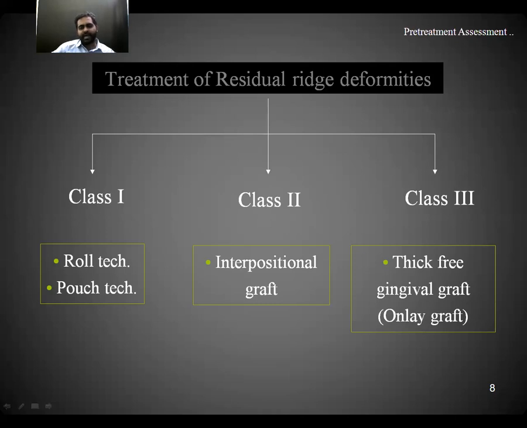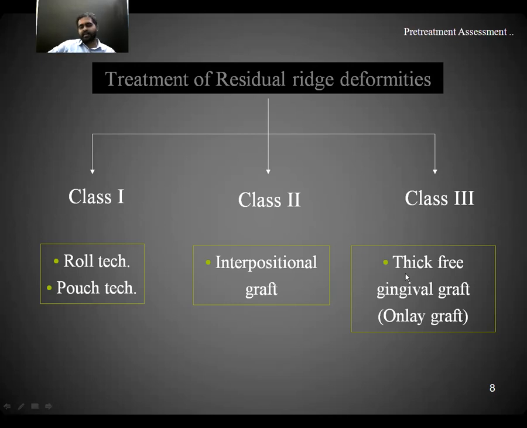In class 2, we have the grafts, which can be given interpositionally. So it will increase the height of the residual ridge. So in class 2, basically we have the height compromised. Width is normal, but the height is compromised, in the apicocoronal position. In such cases, we can go for the interpositional graft. We place the graft, so we will increase the height of your residual ridge.